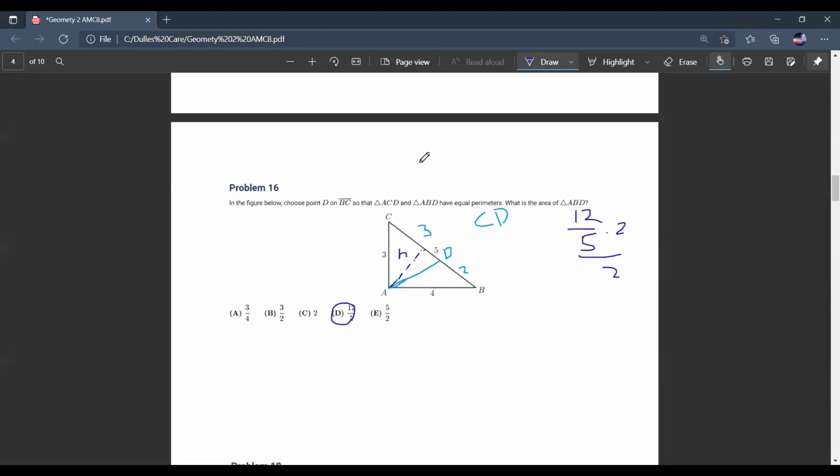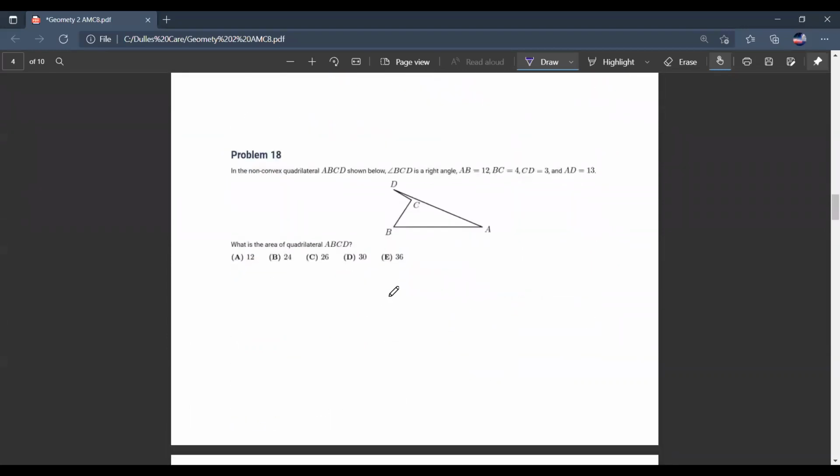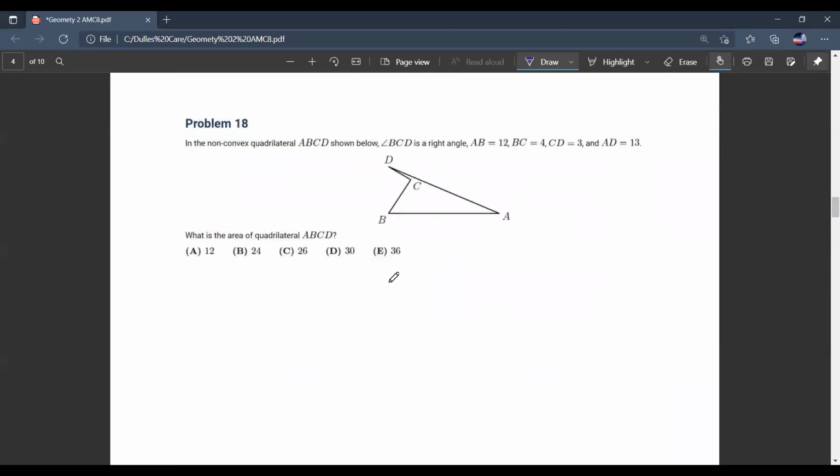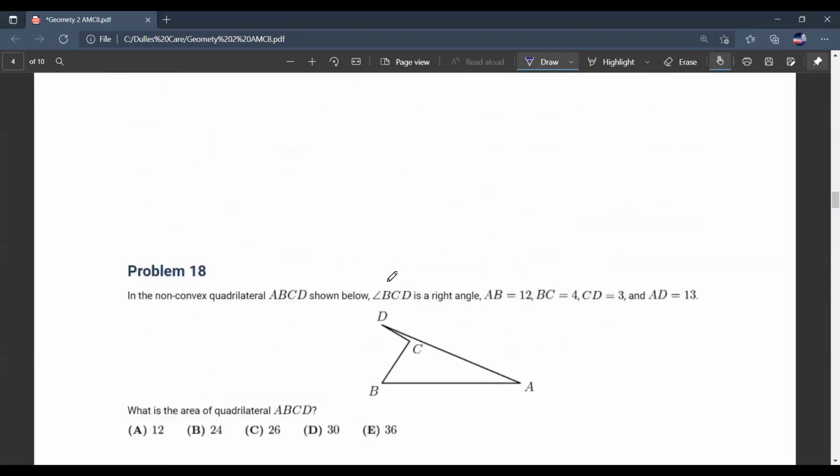So does anyone have any questions? Once again, as a reminder, it's pretty important to think of different ways of how you can find the area. Okay, nice. So it looks like no one has any questions. So let's move on to problem 18. So problem 18 is pretty interesting.